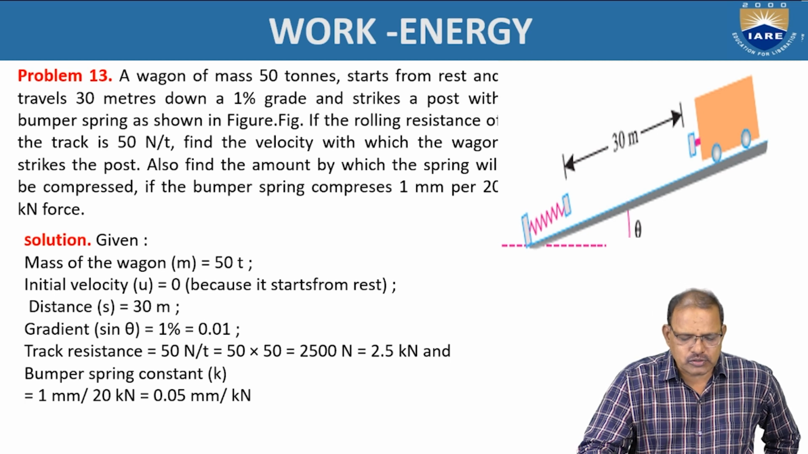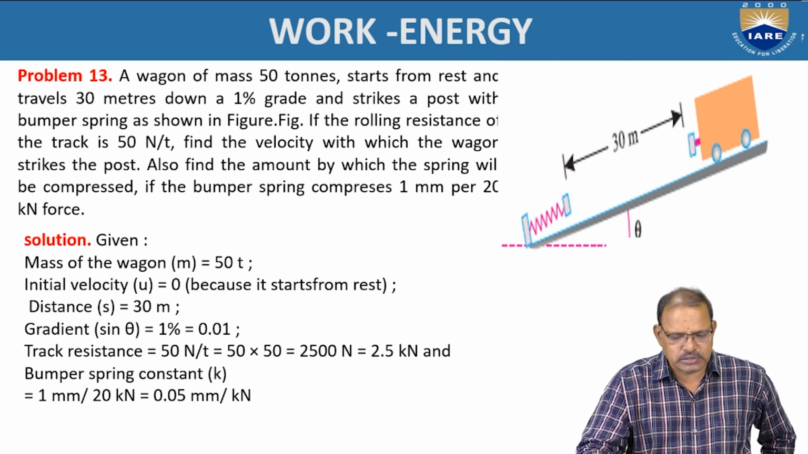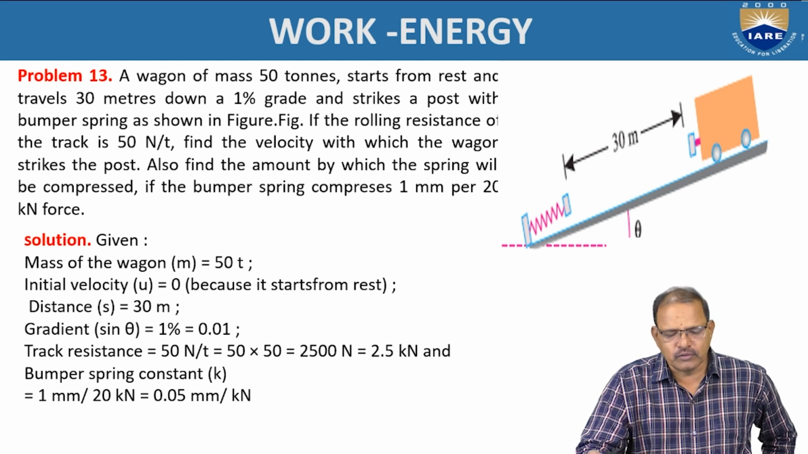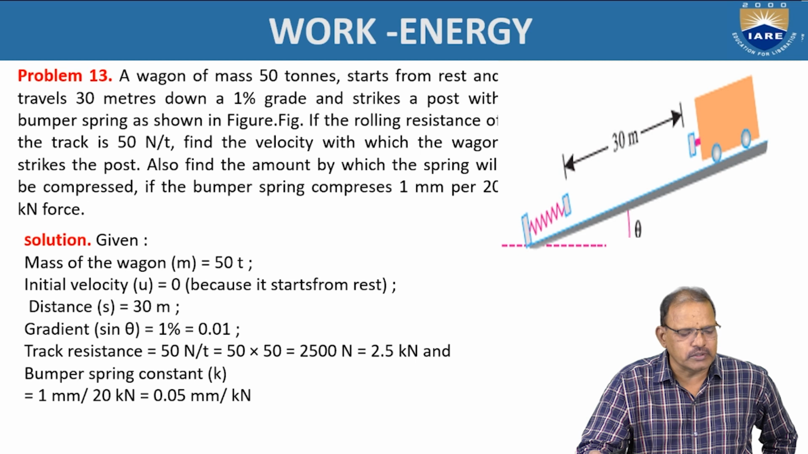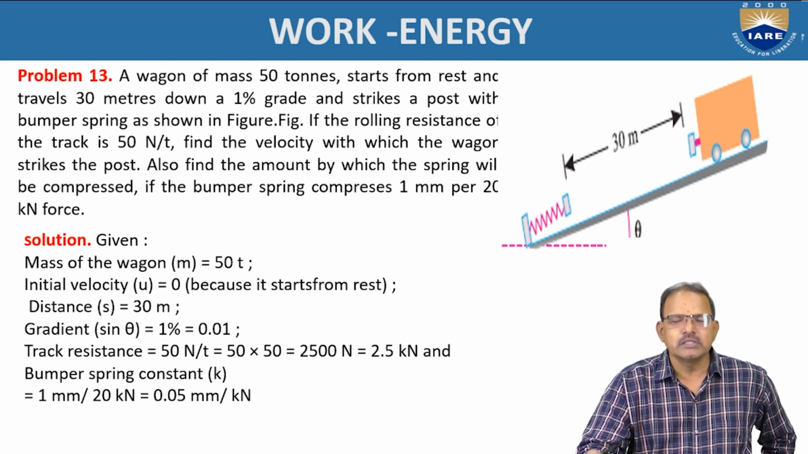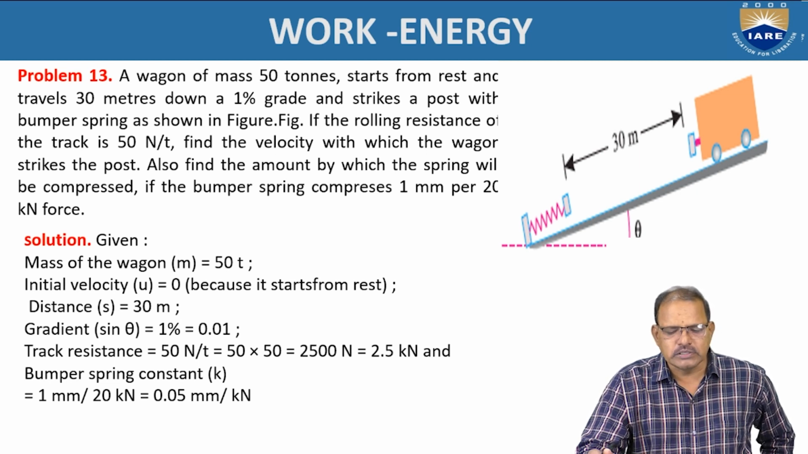This work energy principle is also applicable in springs problems. Problem number 13: a wagon of mass 50 tons starts from rest and travels 30 meters down a 1% grade and strikes a post with the bumper spring as shown in the figure. If the rolling resistance to the track is 50 Newton per ton, find the velocity with which the wagon strikes the post. Also find the amount by which the spring will be compressed.